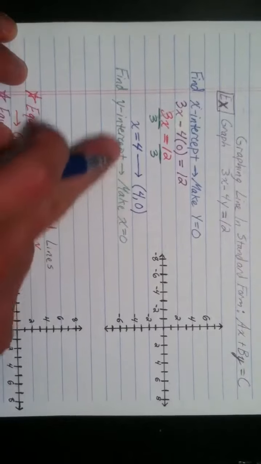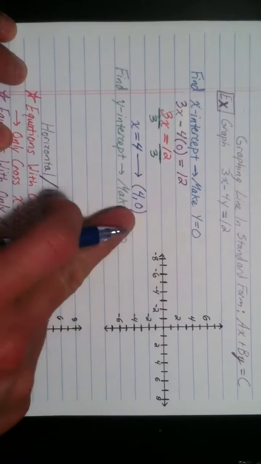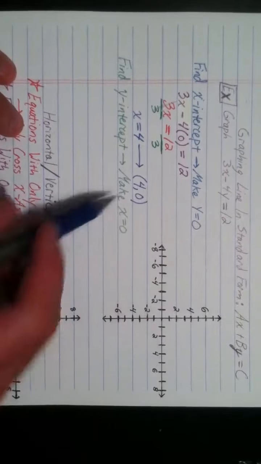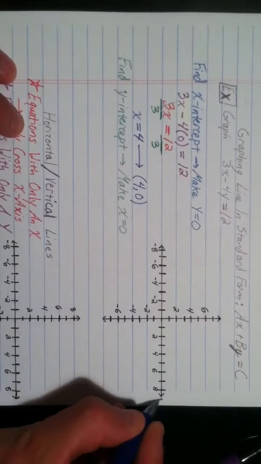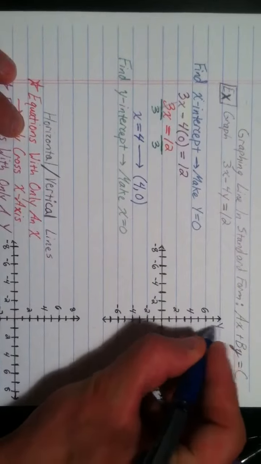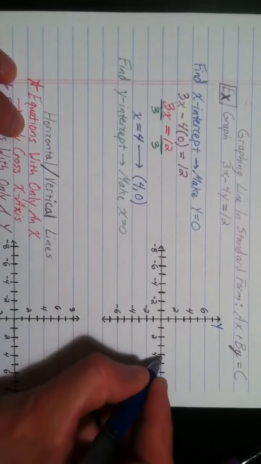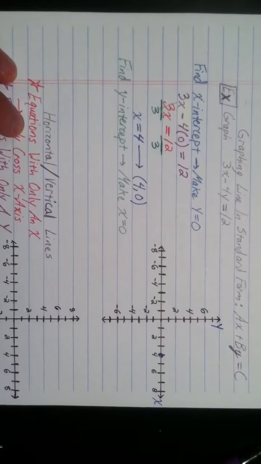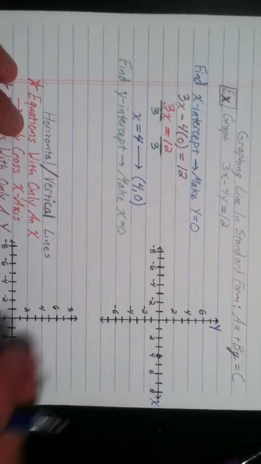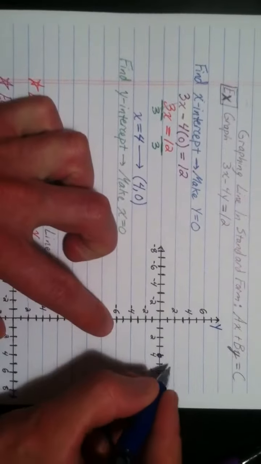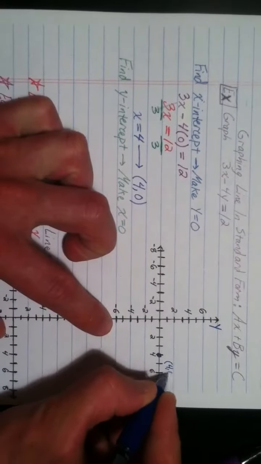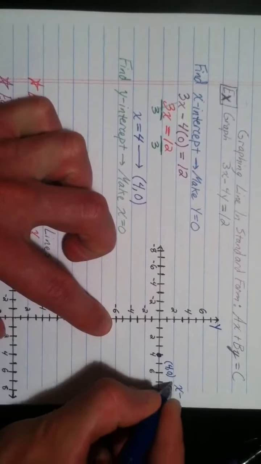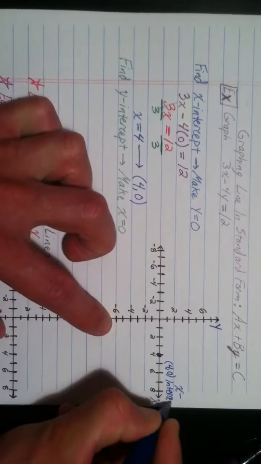Because remember, in an ordered pair, your x-coordinate always comes first, your y-coordinate always comes second. So we can go to our graph and plot the x-intercept. Remember, this is our x-axis, this is our y-axis. The point 4, 0 would be right there. Alright. So, again, let's label it 4, 0, and that is our x-intercept.